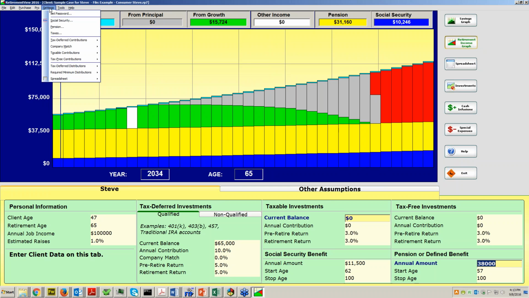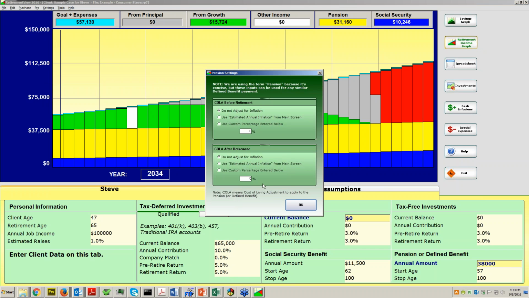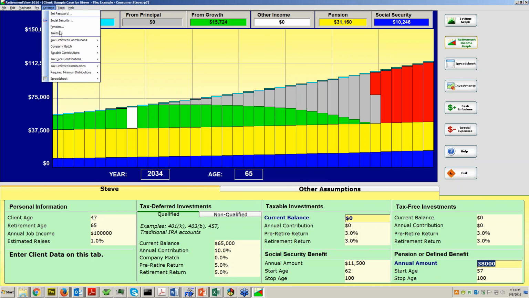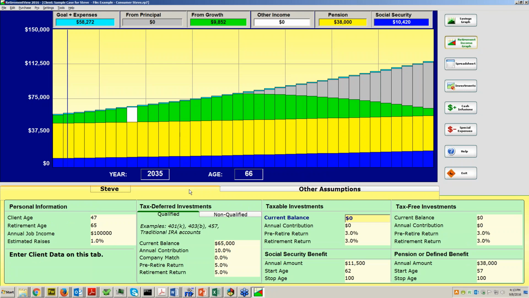However, we do have a setting. Say you only know the net amount. You can go under settings, pension. I apologize, wrong setting. Settings, taxes, and you could net taxes out of the pension. If I uncheck that, it will not net the taxes out. So I can uncheck that, and then it would make the $38,000 a gross amount. So now if we look at the graph, we have $38,000 a year gross.